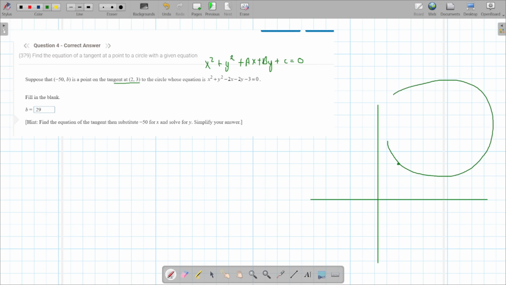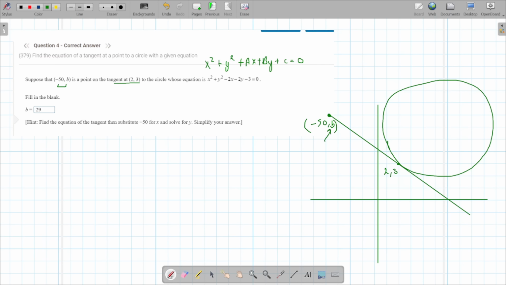So it's tangent to this point. And when we say it's tangent, if there's a line like this that touches the circle only at that point, then 2 comma 3 is the point of tangency. They're saying that minus 50 comma b is also on that tangent. Let's say this point here is minus 50 comma b. It's also on that tangent line.